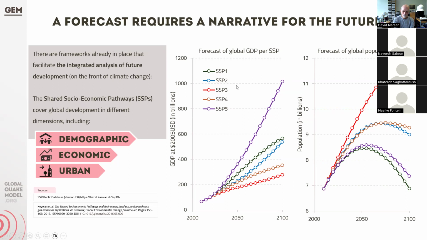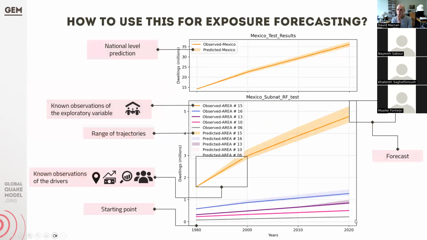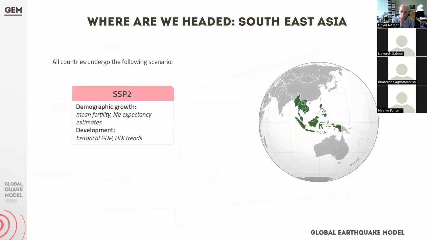And I will just focus here on the SSP2, which is this one that you see here. The SSP2 is what they call the middle of the road in climate science. They're saying, well, we continue burning fossil fuels as we do, we continue building as we do, we continue having more or less the same number of kids that we have. And so we make predictions of the future GDP and the future population of the planet. So if I use those variables and input them here to make a forecast of how many more buildings or dwellings we're going to have in the future, then we can actually do a forecast of exposure.